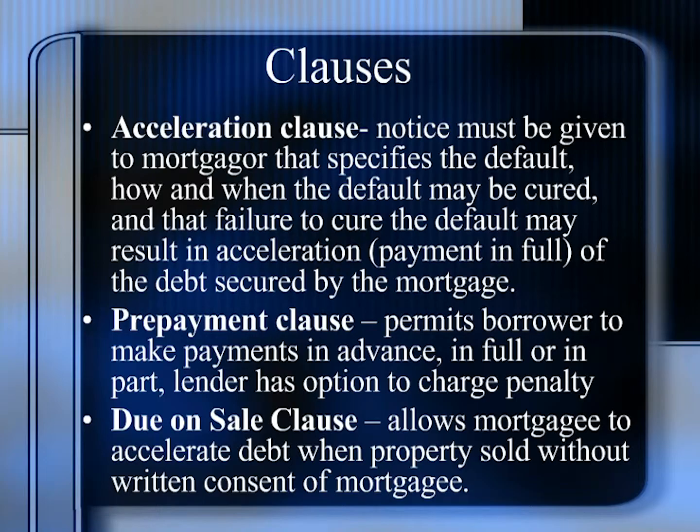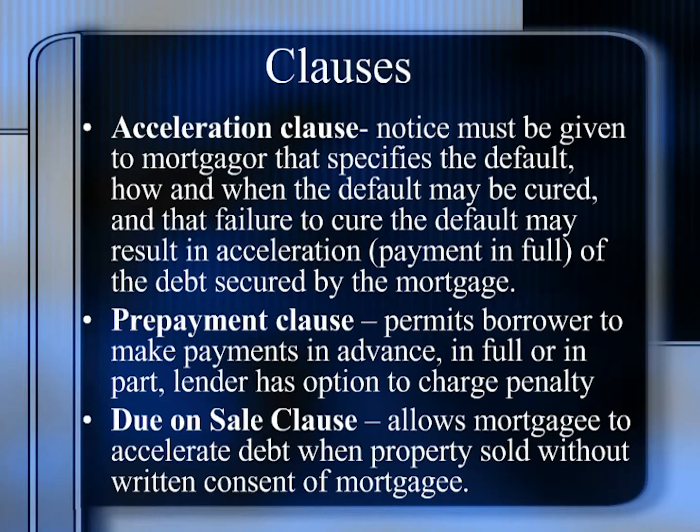The acceleration clause is very important because it says that notice must be given to the mortgagor that specifies the default and how and when the default may be cured, and that the failure to cure the default may result in acceleration, which is the full payment of the debt secured by the mortgage. So with the acceleration clause, if you default, if you don't meet your obligations, then the bank you're borrowing from can accelerate it and say it's all due right now.